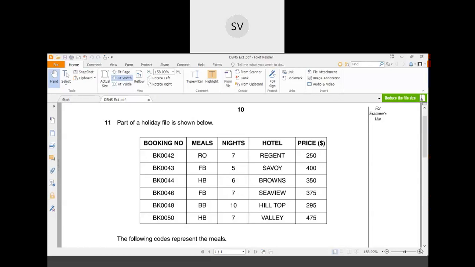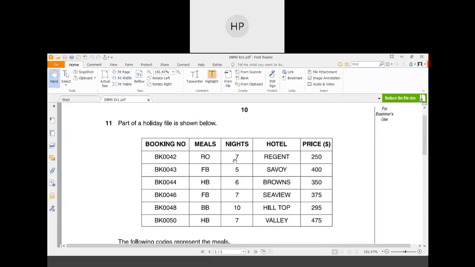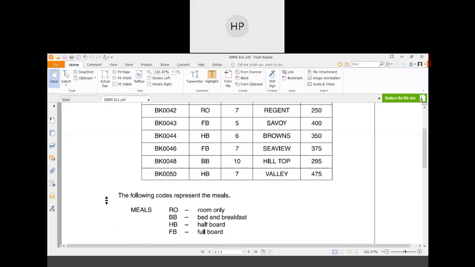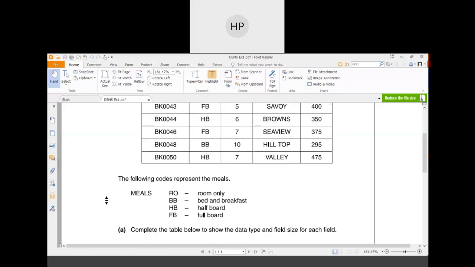Yes, sir. Right. So the question is, they have given a part of a holiday file. Holiday file in the sense they have given a part of a database. This database contains a booking number, meals, nights, hotel, and the price. So this is the part of the database table you have. And they have also given something else below, this information.